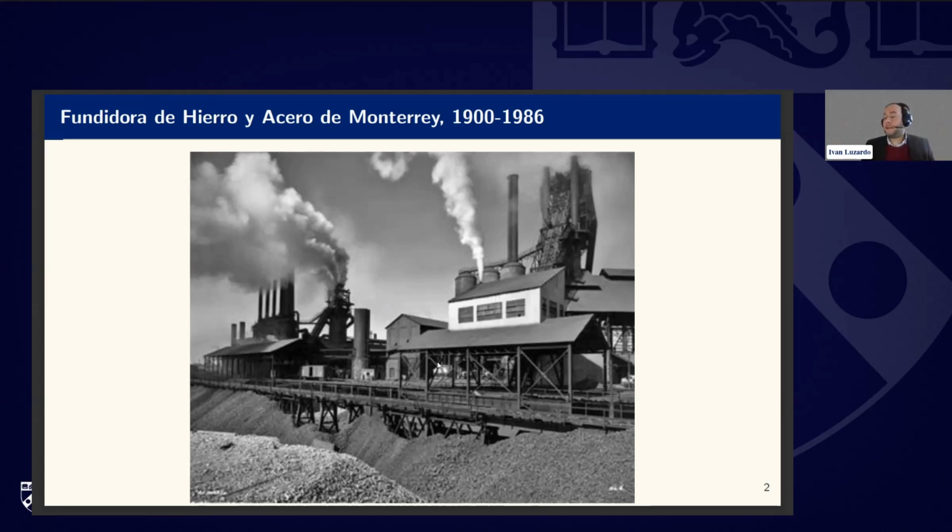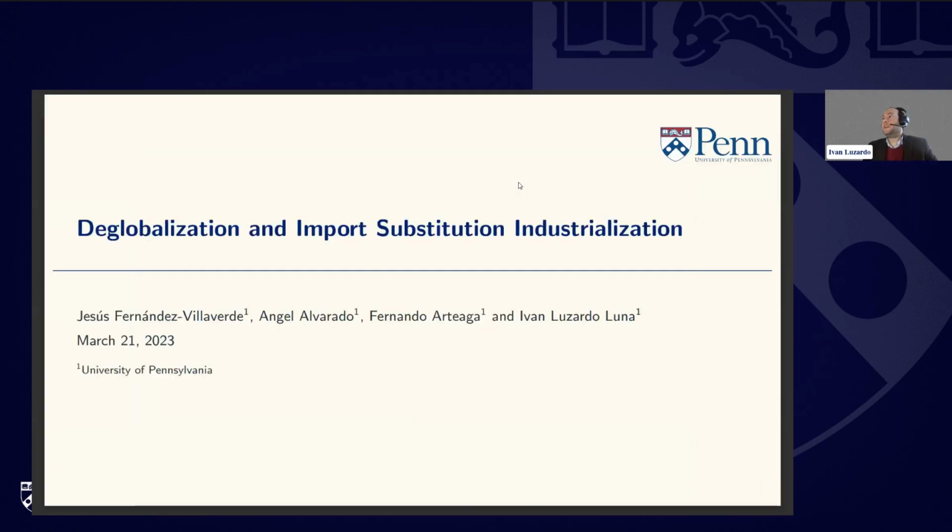I wanted to illustrate the rise of that new world with this picture of the metal works in Monterrey in the north of Mexico. An important detail here is that you can notice the metal works closed in the 1980s, and as you can maybe infer, we will see the collapse of this model, import substitution industrialization, around the last decades of the 20th century.